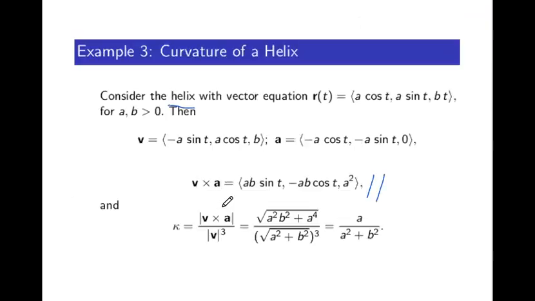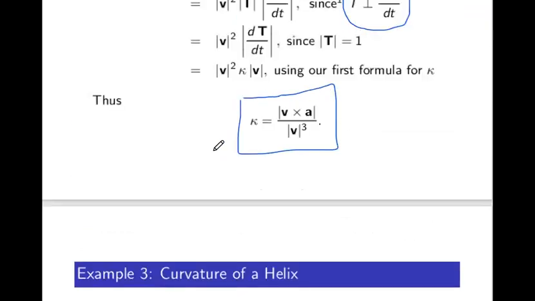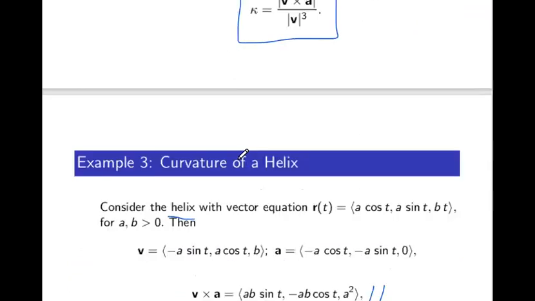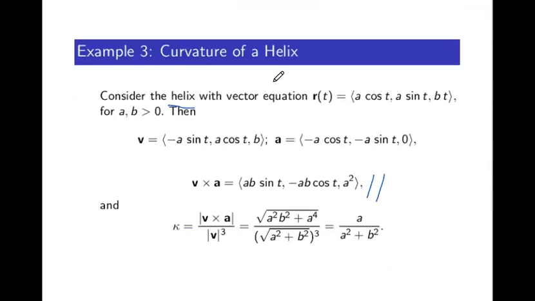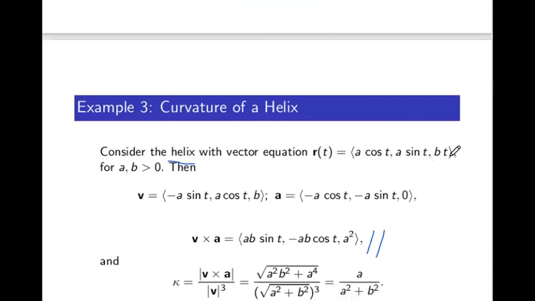If a particle is moving along this famous helix curve, what is the curvature of that helix curve? Using this formula, we can find the curvature of this helix function. So what was that? You have to take the cross product of velocity and acceleration. So how do you find the velocity?